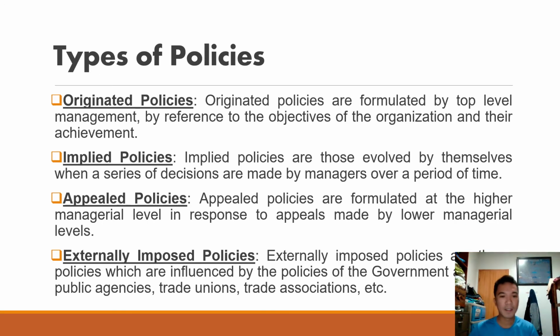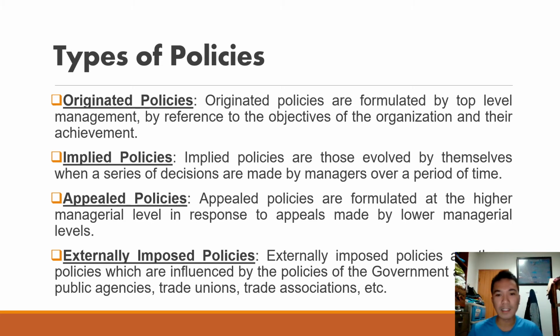Types of policies. So, first type of policy is the originated policies. Originated policies are formulated by top level management by reference to the objectives of the organization and their achievement. So it originates from the top level management, guided by the principles and objectives of the group or the organization. The next type of policy is implied policies.